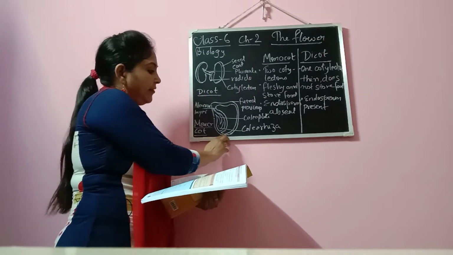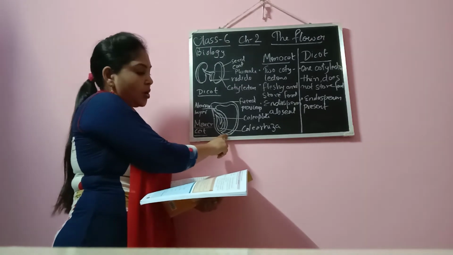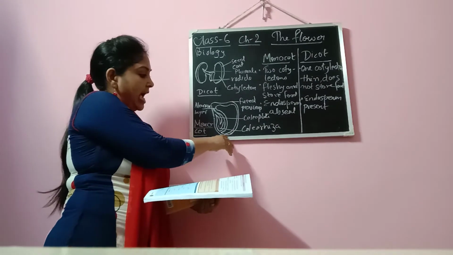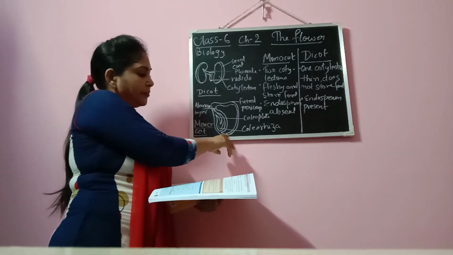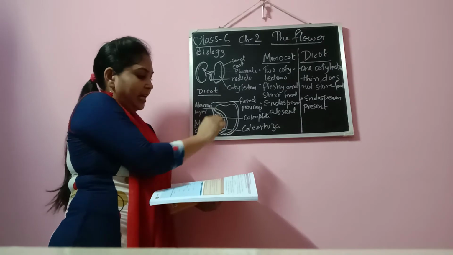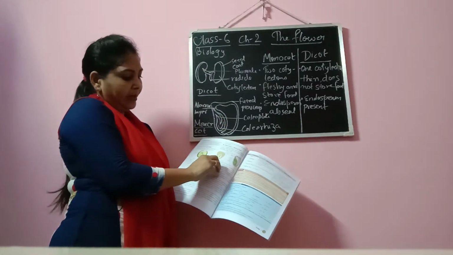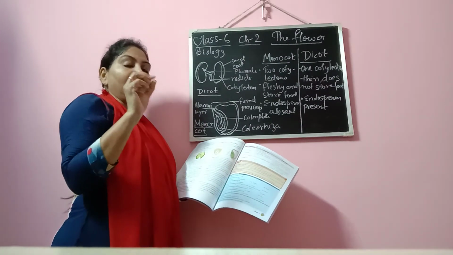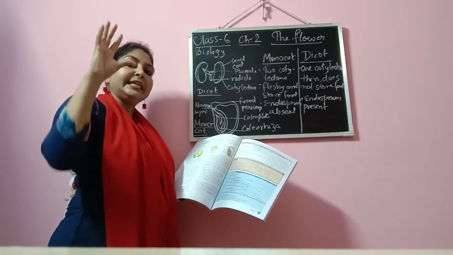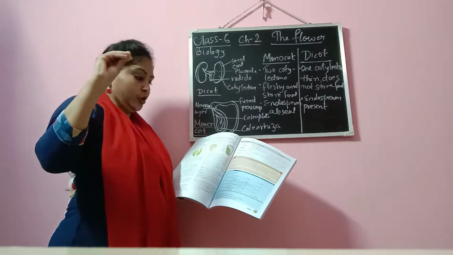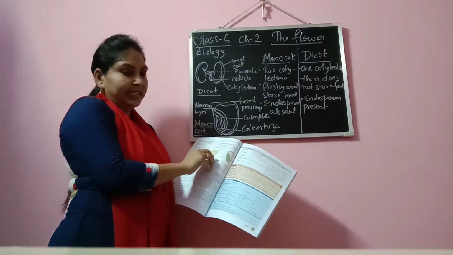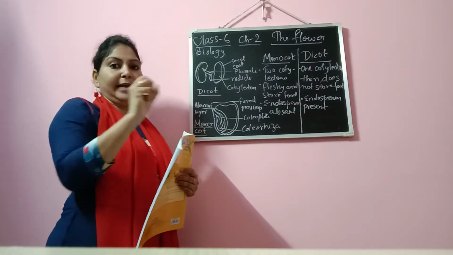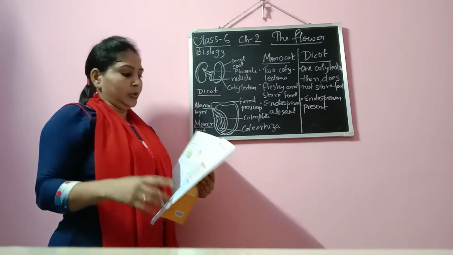Then we have this part, which is called hilum. Now in dicot also we have hilum, but here the hilum is very much clear. Hilum is the part with which the seed is attached. And just above the hilum we will see the micropyle, and from the micropyle, as I said, the seeds absorb water and minerals for their growth and development.